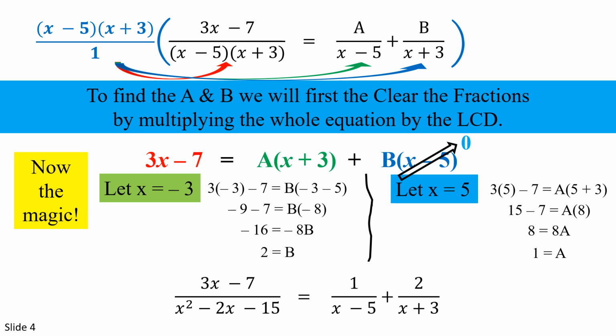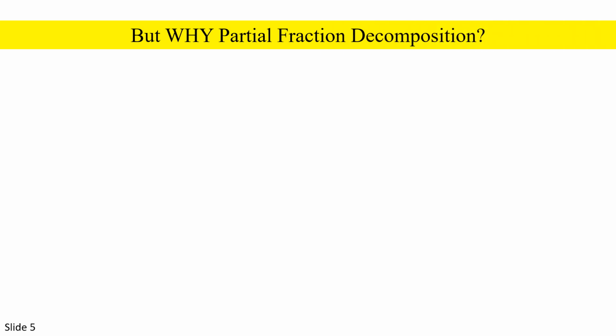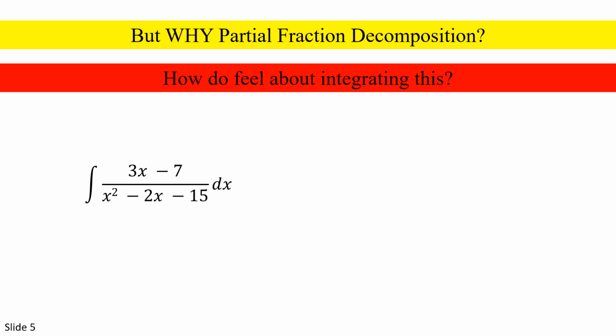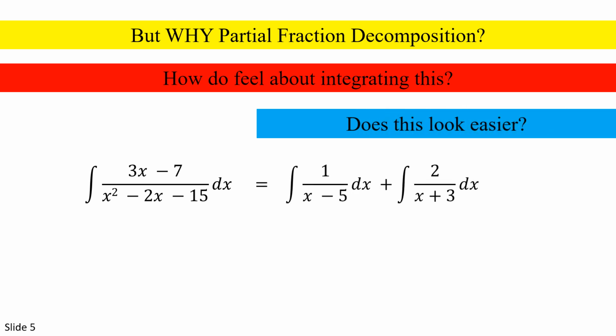So 3x minus 7 over x squared minus 2x minus 15 written as two fractions is 1 over x minus 5 plus 2 over x plus 3. But why are we doing this? How do you feel about integrating this? Ugh. Does this look easier? Oh yeah, that looks much easier.